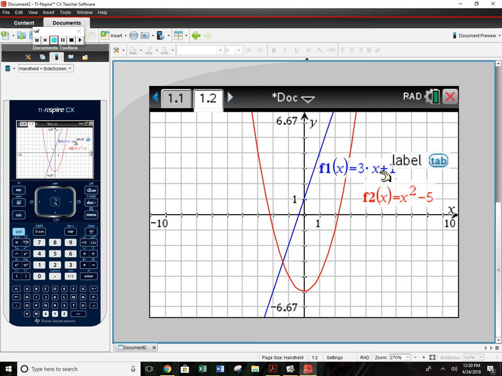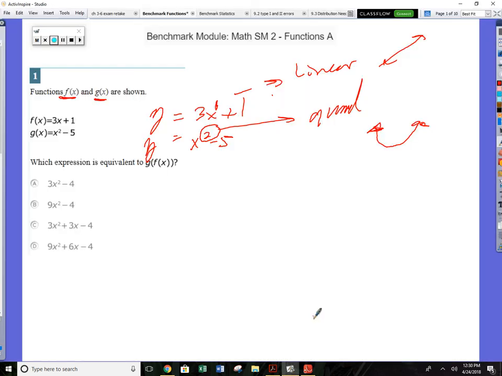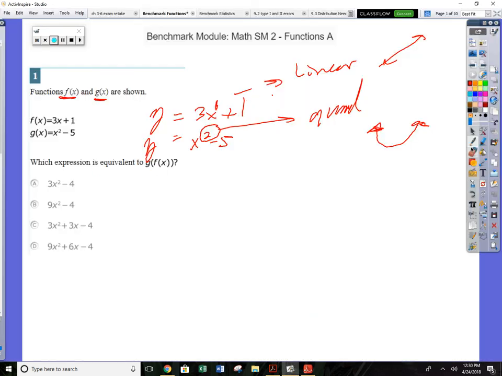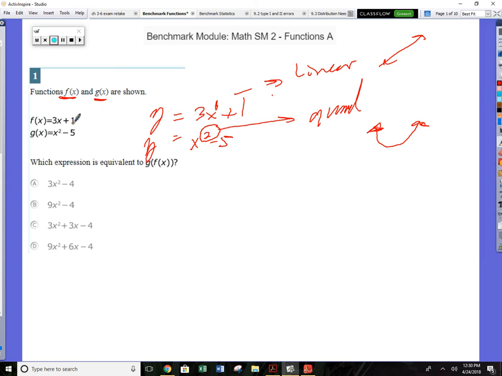So, now, let's look at number 1. Okay, number 1. So this was for you guys just a straight up guess. A, B, C, D. Function f is a linear function. G is quadratic. They want you to evaluate g. Everybody write this down. Let's do g of f of 3.